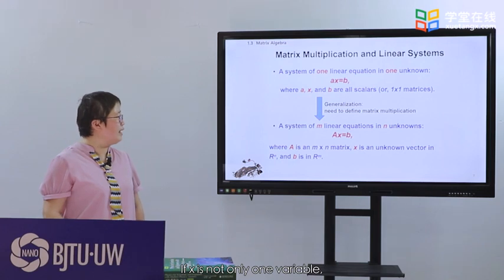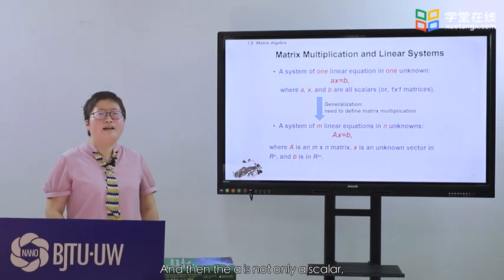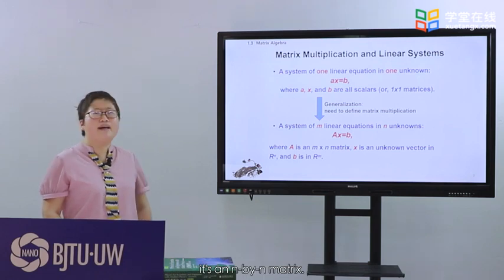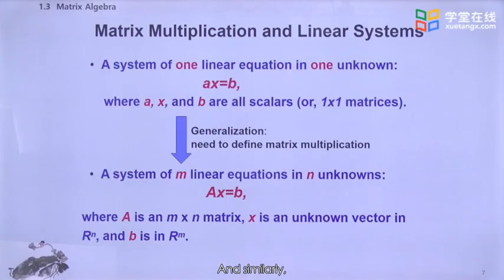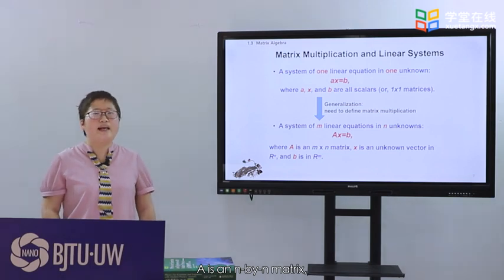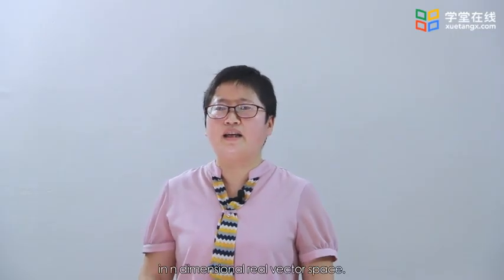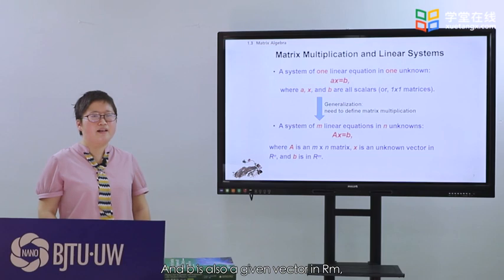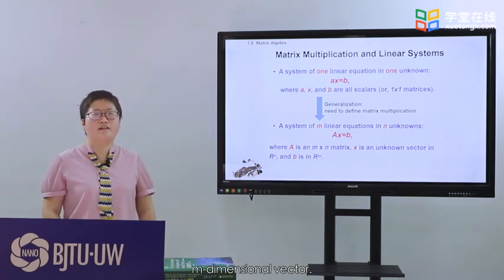Generalization: if x is not only one variable but a vector, and the small a is not only a scalar but an n by n matrix, and similarly b is not a scalar but a vector, then we consider a general linear system, an n by n system. So we consider Ax equals b. Here A is an n by n matrix, x is an unknown vector in n-dimensional real vector space, and b is also a given vector in R^n.